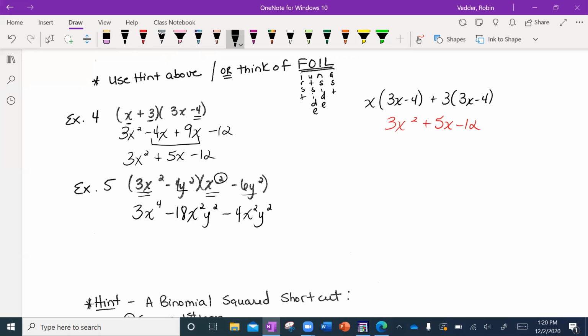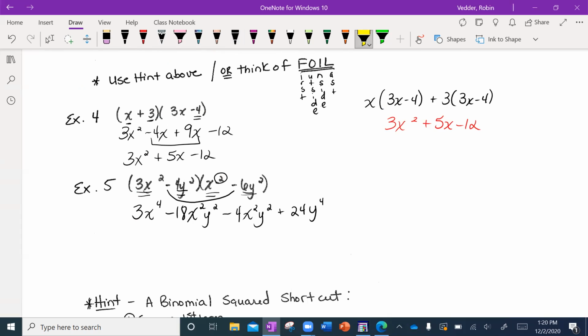Finally, the lasts are the last thing in each parenthesis. The negative 4y squared and the negative 6y squared. We begin by multiplying the coefficients. Negative times negative is a positive. 4 times 6 is 24. There's 2 y's and 2 y's. 2 plus 2 gives us a total of 4 y's.